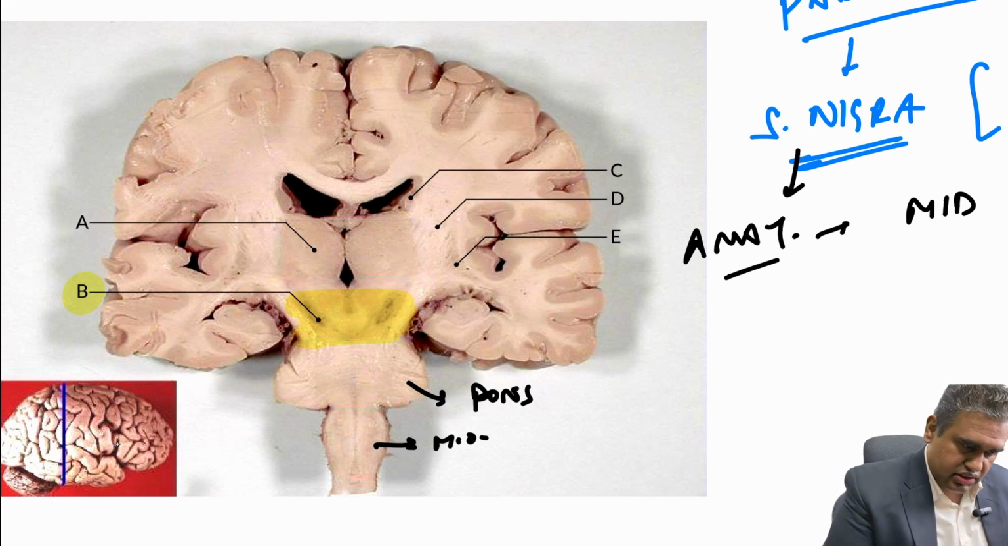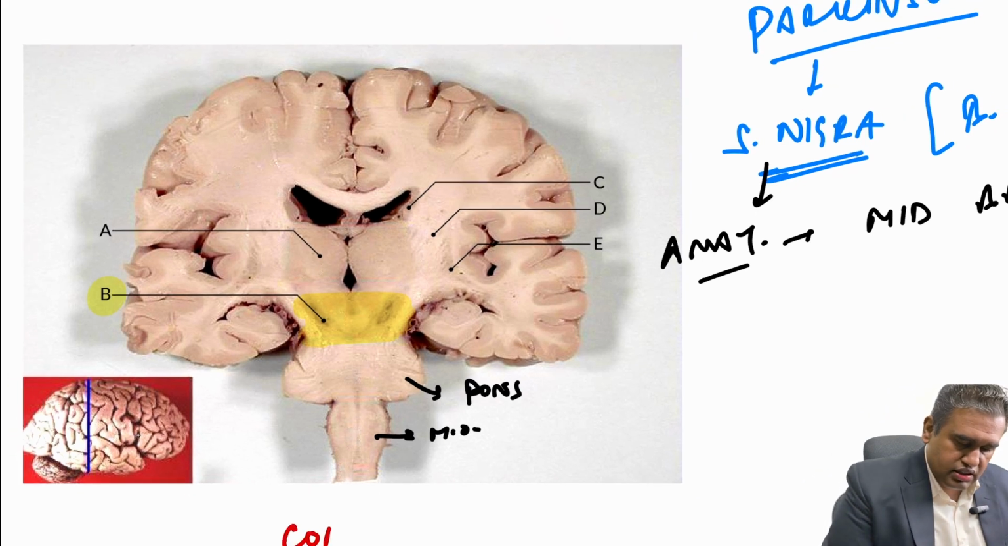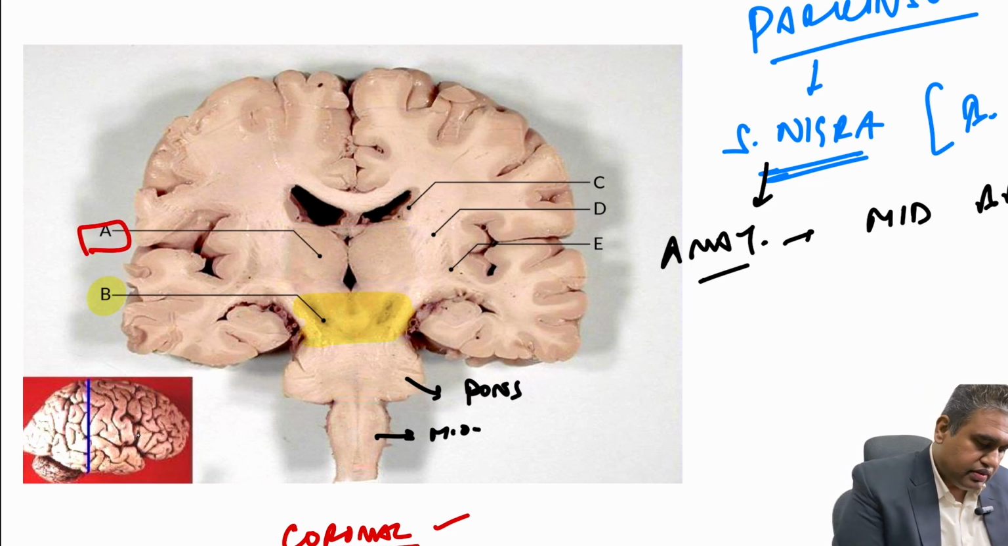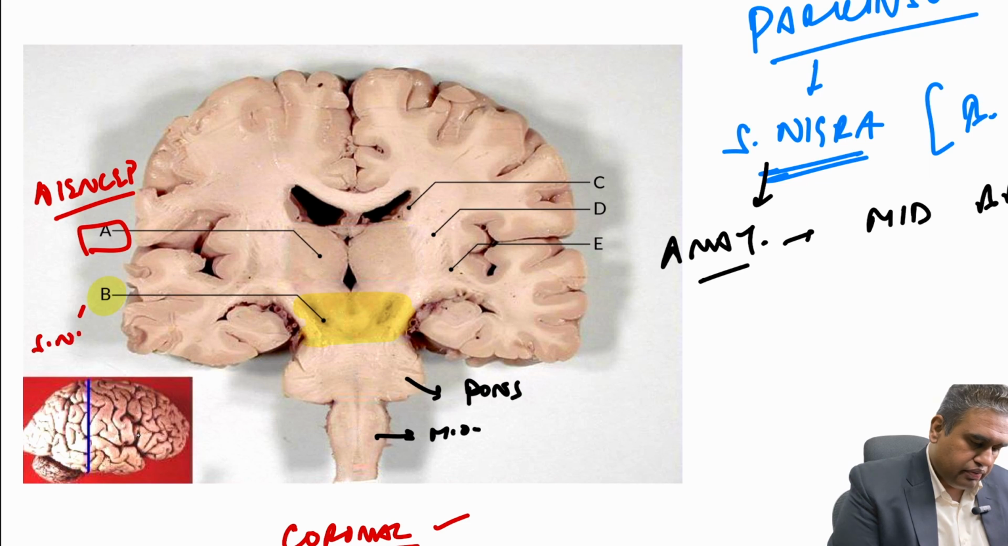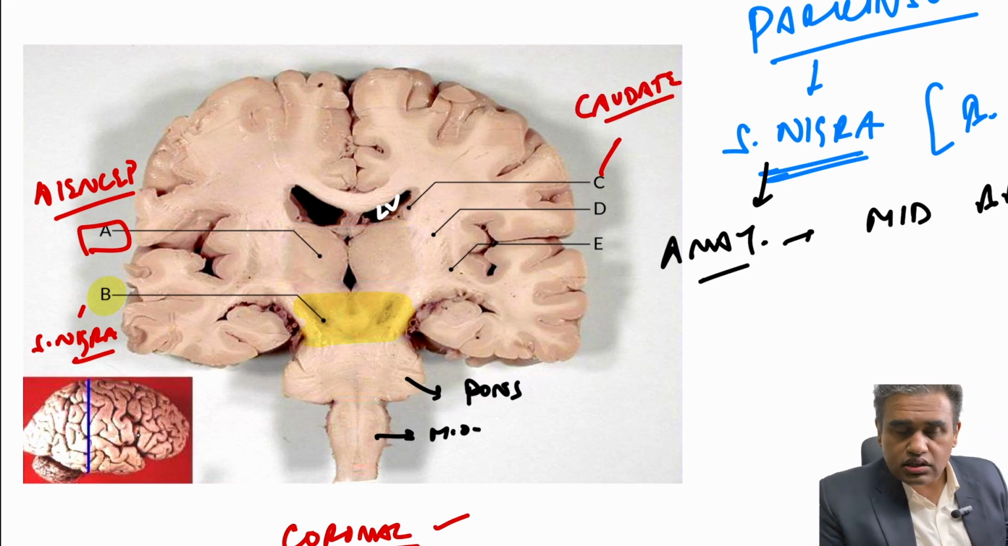But just for the sake of completing all the other options, first of all, let me point out it is a coronal section so that there is no doubt. What is option A over here? It is surrounding the third ventricle, and it is basically our diencephalon, mainly the thalamus. Option B is our substantia nigra, already quoted. What's option C? Option C, just deep to this, where LV is the lateral ventricle, is our caudate nucleus, again a part of the basal ganglia or basal nuclei.